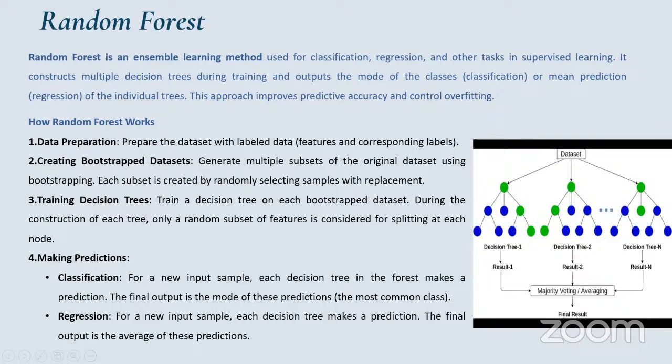Then the next is making predictions, that is classifying a new input sample. This is, as I told, the testing. So you are testing the particular model with the data set. Then you are giving a new input and seeing where each particular data point falls. For a new input, each decision tree in the forest makes a prediction. The final output is the mode of these predictions. Then there is the regression model. For each new input sample, each decision tree makes a prediction. The final output is the average of these predictions.